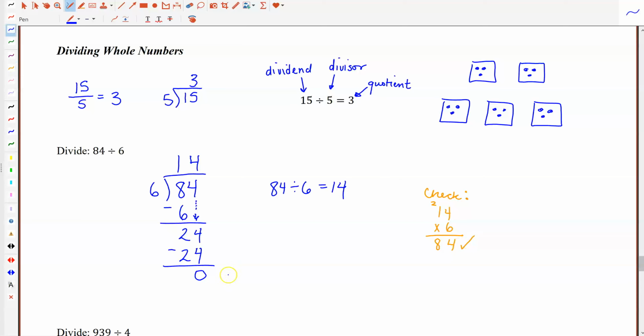Alright, so this problem was special because my remainder was 0 for the overall problem, and so then the 14 was just my answer, which is called our quotient.